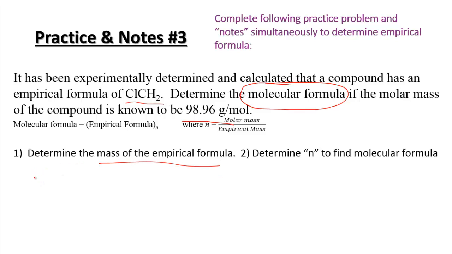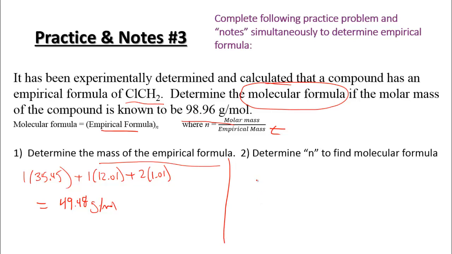So Cl is 35.45 off the periodic table, and we have one of them. Then we have one carbon, and its mass is 12.01 off the periodic table. And then the mass of these two hydrogens here is 2 times 1.01. So the empirical formula's mass is equal to 49.48 grams per mole. So now we found the mass of the empirical formula, and we're going to plug that in the bottom here. So the empirical formula's mass goes in the bottom.